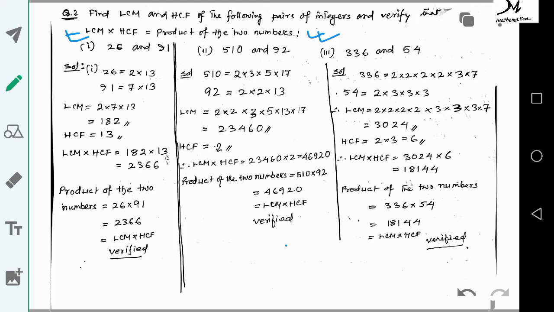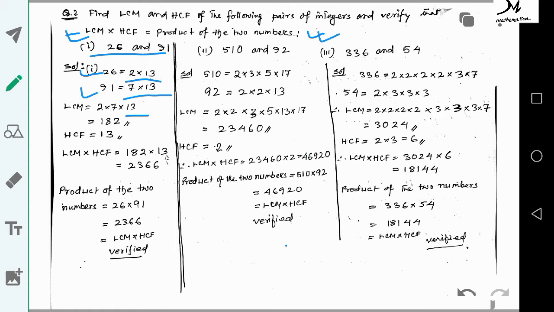Okay, so the first pair is 26 and 91. So let's factorize these two, 26 and 91. If you factorize 26, then you will get 2 into 13, and 91 is equal to 7 into 13. So what will be the LCM? In case of LCM, first you need to check is there any common factor. If you have a common factor in both groups, then you have to take the common factor from the group which contains the maximum number of it. Now you see each group of prime factorization consists of only one 13 each. Okay, so we have to take 13 here.